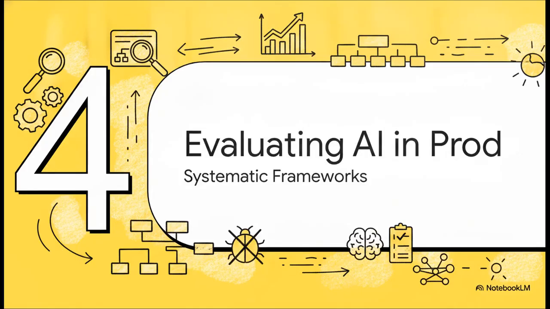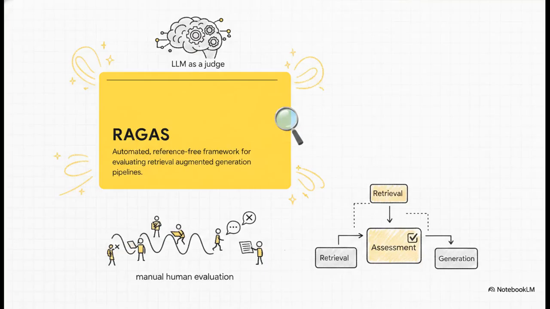Section 4. Evaluating AI in Production, Systematic Frameworks. And that brings us perfectly to RAGAS. RAGAS stands for Retrieval Augmented Generation Assessment. It is an absolute game changer. It's a framework for the automated, reference-free evaluation of RAG pipelines.